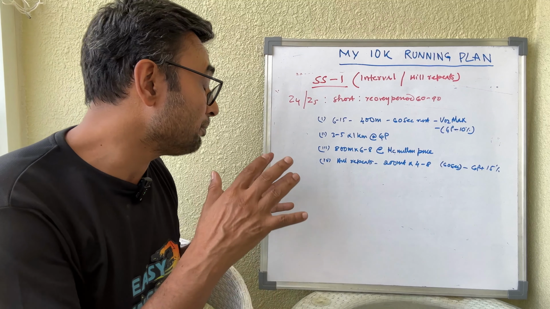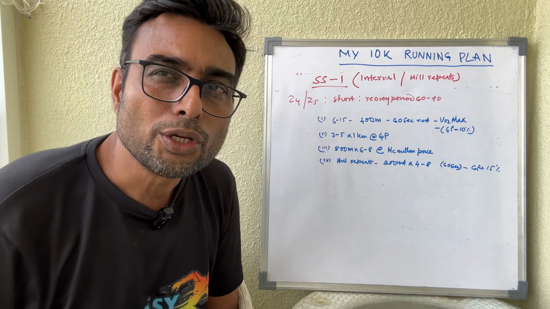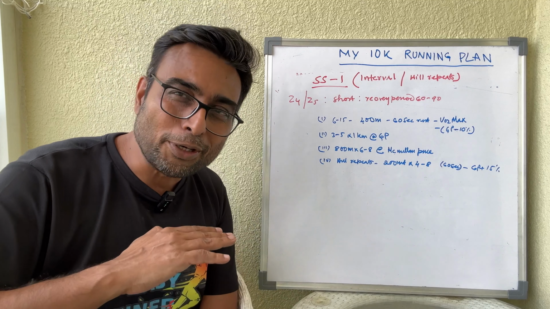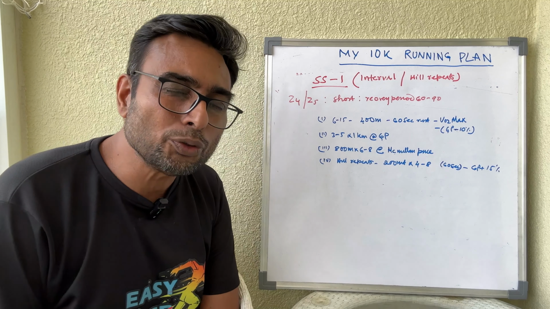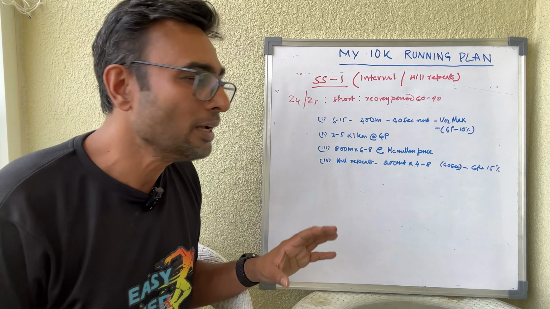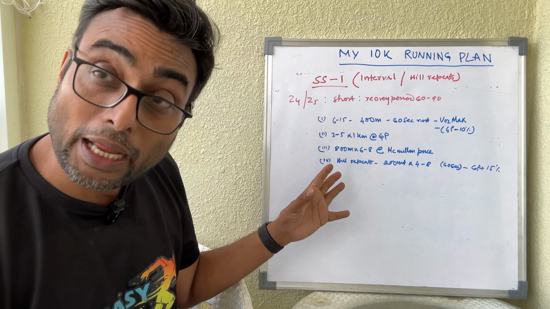The next very important category is hill repeats. Now many of you may not be staying near a hill, so you can replace the hill with a flyover, a gradient one. You can do it on a treadmill, but I would not support a treadmill at a higher pace. It is better to do it on a pavement road or an actual hill.